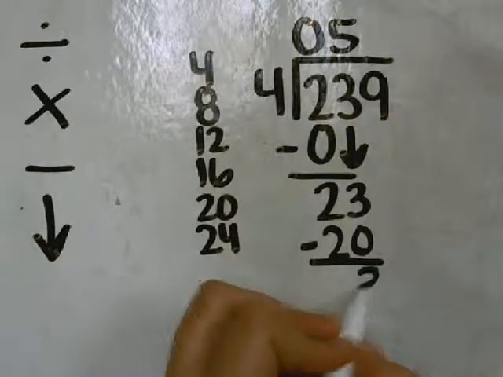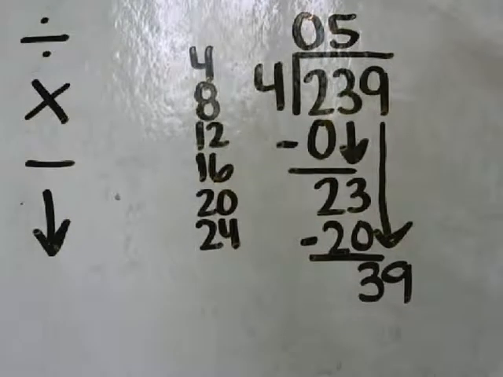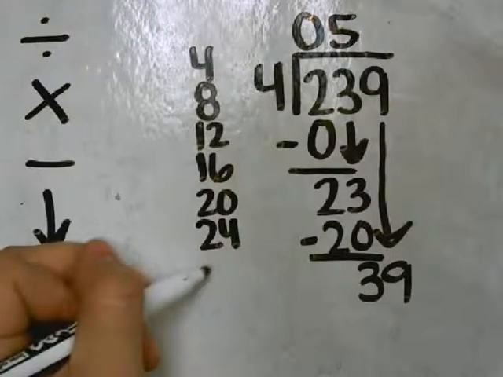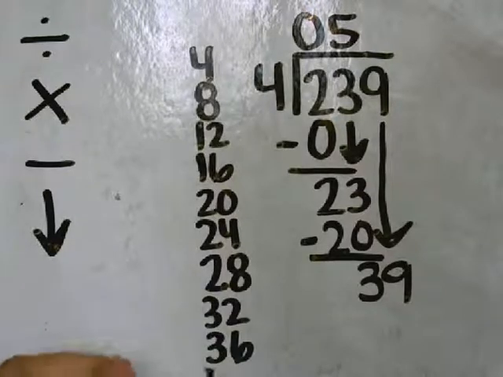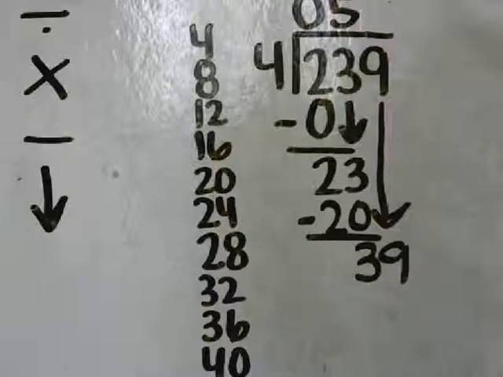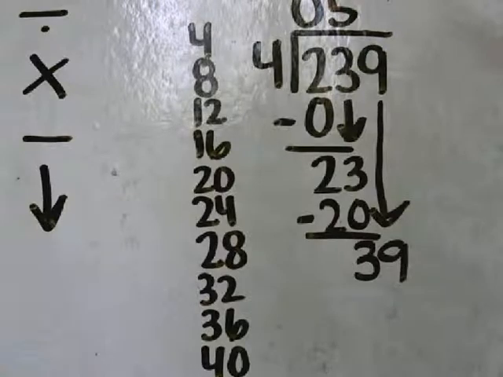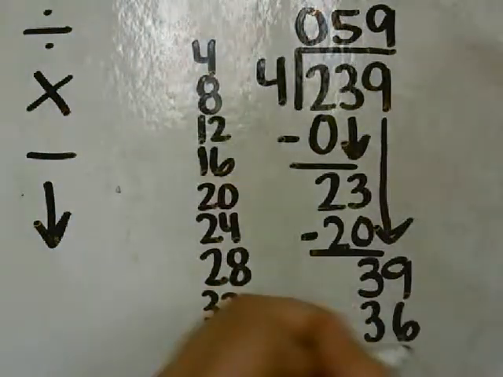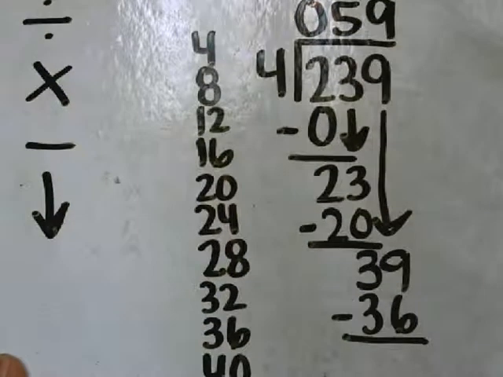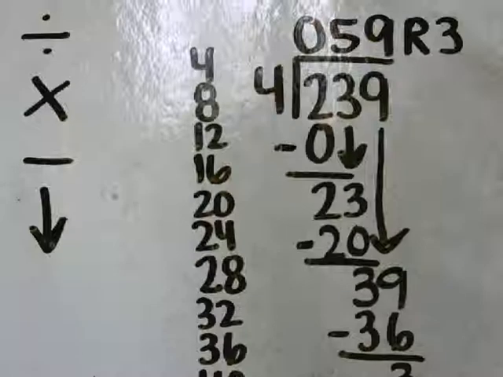Okay, now I know 4 doesn't go into 39 evenly, so I'm going to continue on with my facts. 28, 32, 36, 40. Oh, I've gone too high with 40, so I'm going to back up to 36, closest without going over, and I know that is 4 times 9. So I'm going to write a 9 up here, and 9 times 4 is 36. I'm going to subtract. There are no more numbers to bring down, so my remainder is going to be 3. So 239 divided by 4 equals 59 with a remainder of 3.